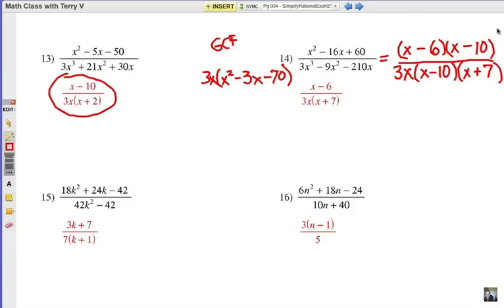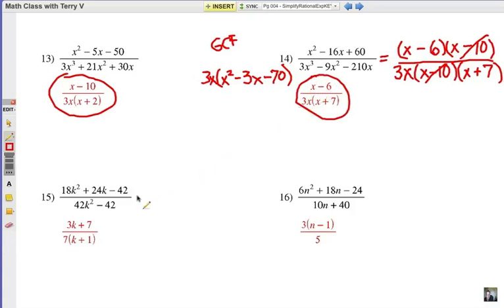Alright, now you can see obviously this binomial cancels out with that binomial, and it leaves me with the rest that we just put back together again. Go ahead and leave this as a binomial in parentheses, and that is going to be your acceptable answer.